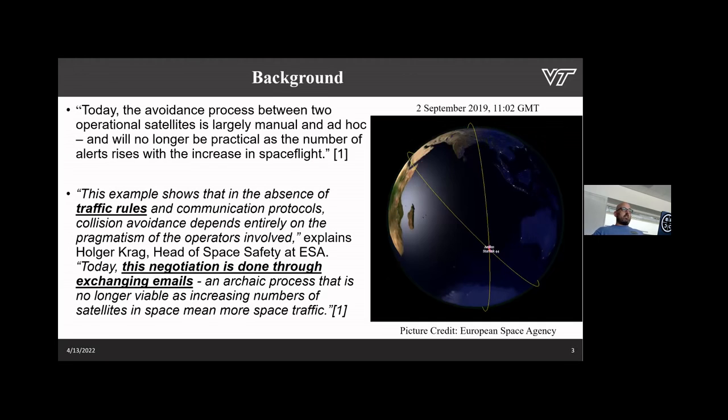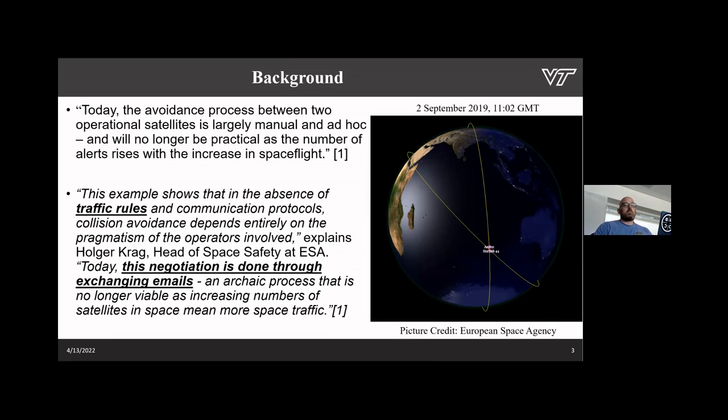So, background to this topic. Many of you are probably aware the orbital environment around Earth is getting more and more crowded, not just with space debris, but with active satellites. You might recall an incident that occurred a couple years ago, in September of 2019, when a SpaceX Starlink satellite almost collided with a European Space Agency satellite. I think it was primarily a science satellite, Aeolus.